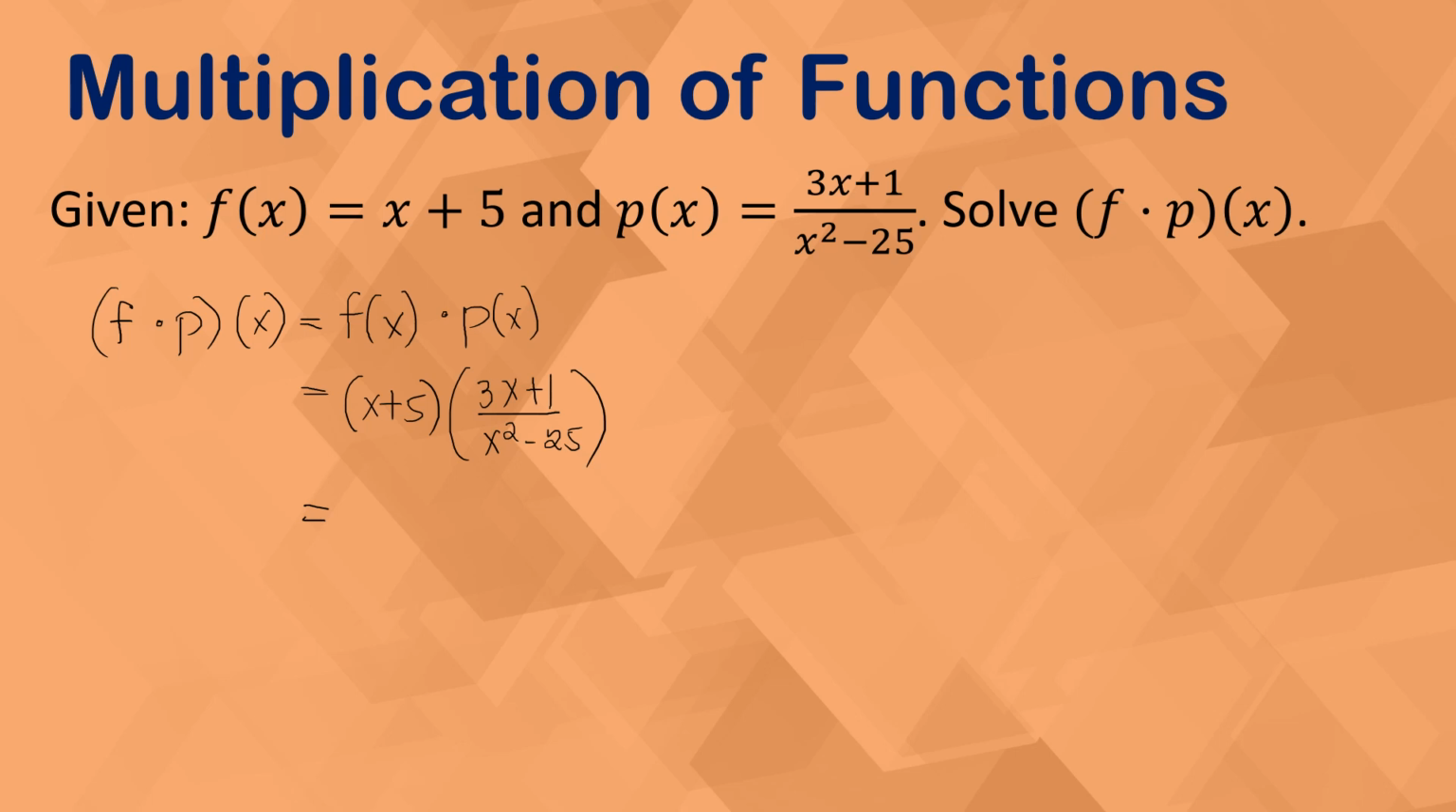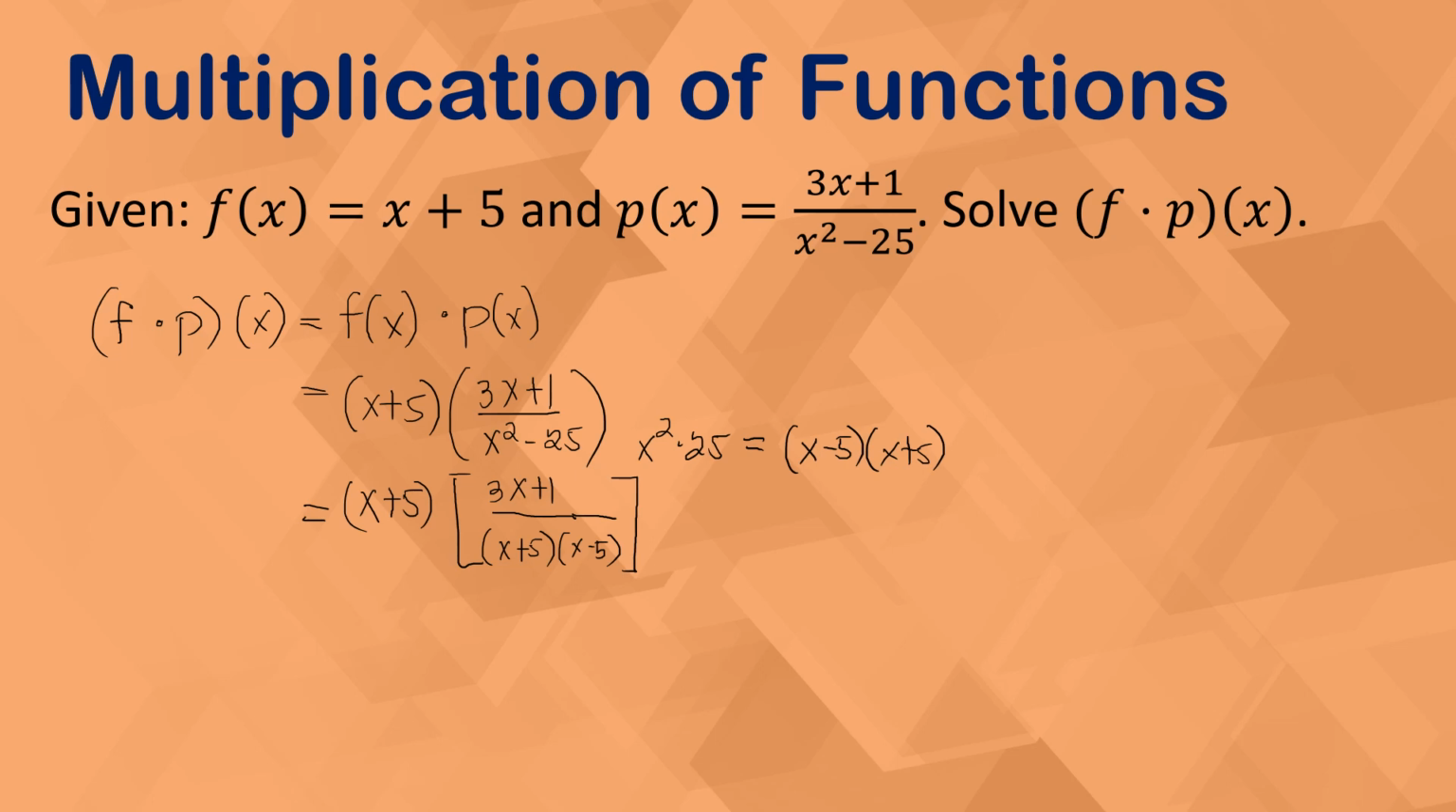For multiplication of functions, you always observe the terms, okay? Most especially if we can apply factoring, so that we can also use a cancellation method. Okay, on this denominator, x squared minus 25, that is factorable, and the factors of x squared minus 25 are x minus 5 and x plus 5. Okay, so we have here x plus 5 times 3x plus 1 over x plus 5 and x minus 5.